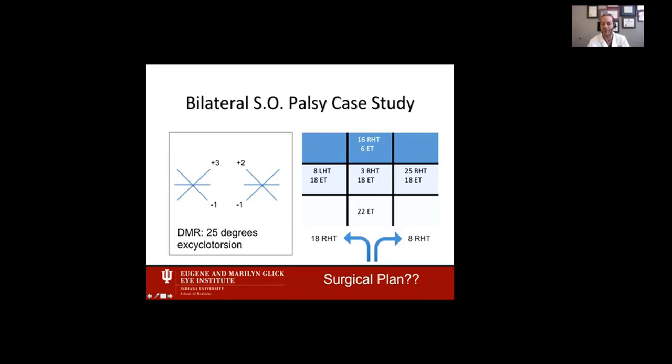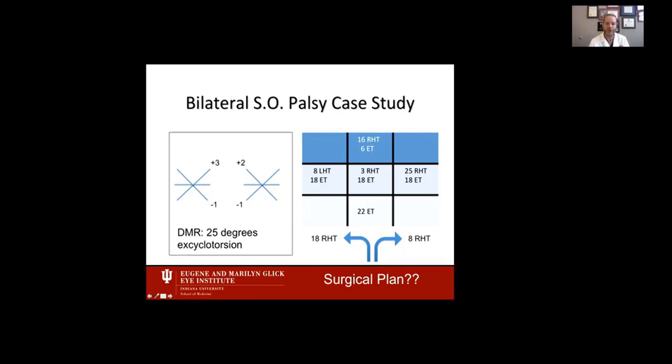What she does have, though, is this V pattern esotropia. Here you can see up gaze, 6 prism diopters esotropia, 18 in primary, and then up to 22 in down gaze. And then look at this, 25 degrees of excyclotorsion. You don't get that on a unilateral palsy. All right, so this is typical, anywhere 10, 15, up to 25 degrees of excyclotorsion, that's a bilateral palsy until proven otherwise.